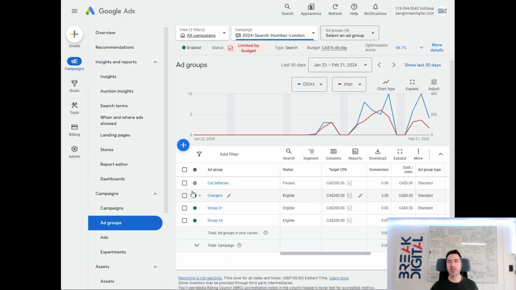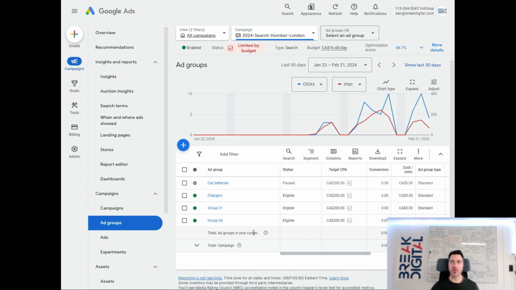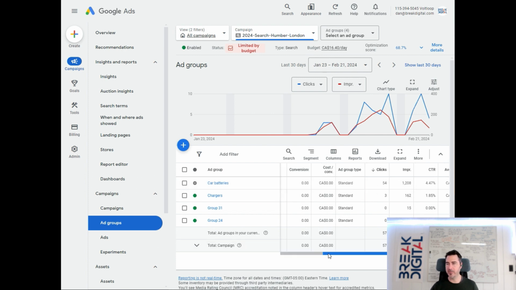So the remedy here is to take these three ad groups and move them to their own campaign where they have their own budget. And they can then be protected from a bigger or faster ad group eating all of their money before they get a chance to run.